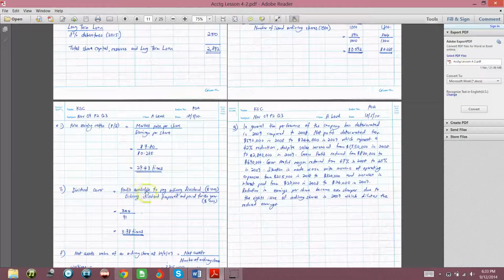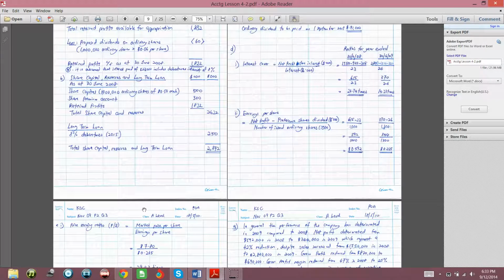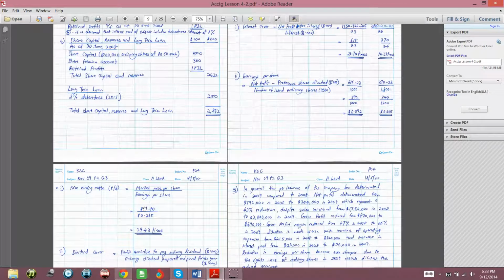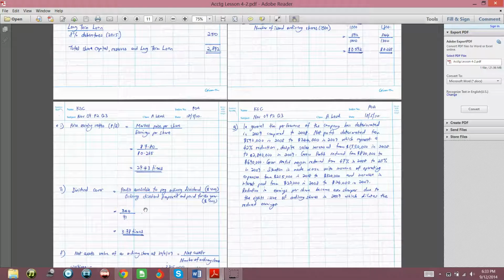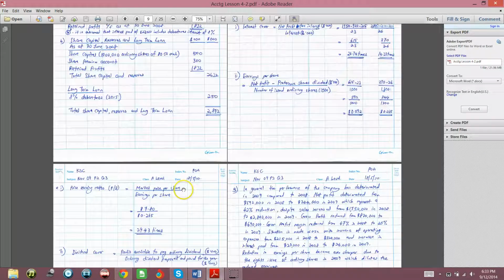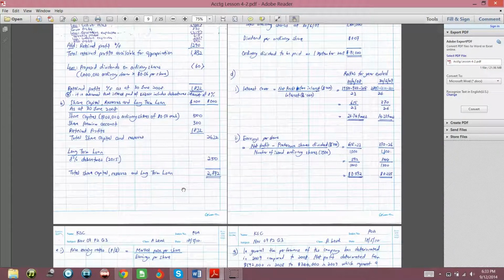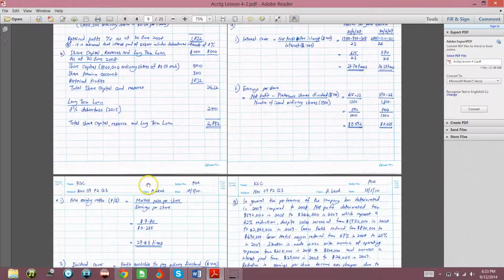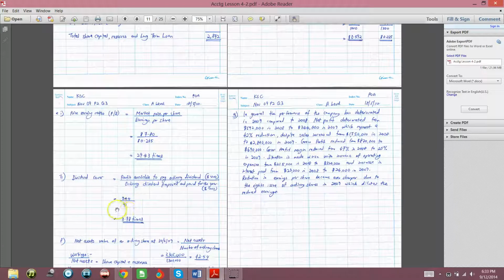So dividend cover, profit available to pay ordinary dividend. So profit available to pay ordinary dividend for 30 June 2009. So this is 344,000. How you get 344,000 is your net profit. Okay, 344,000 divided by ordinary dividend paid is 91,000. So dividend cover is 3.78 times.